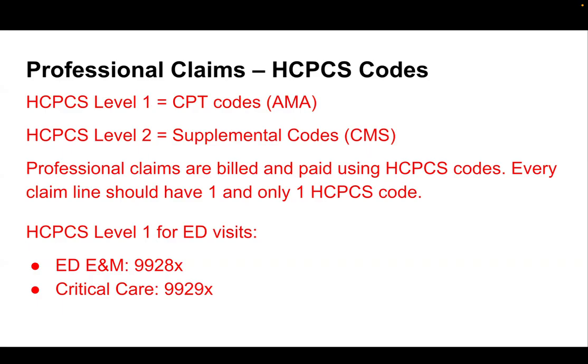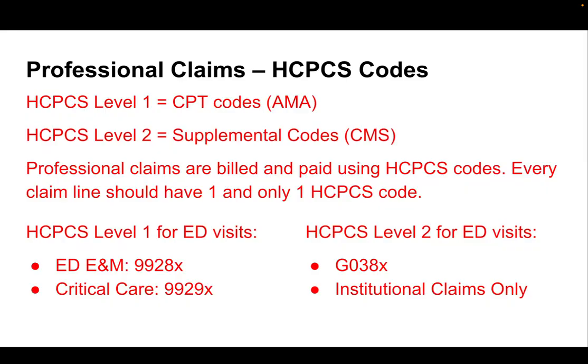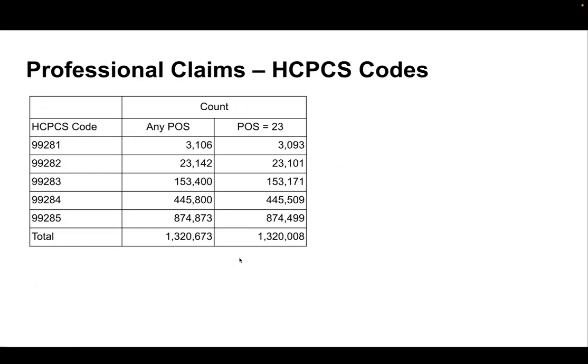So people bill 9929X. On the HCPCS level 2 side, there's a set of codes G038X, where X is 0 through 4. These are only on institutional claims, though, so you won't see these on professional claims. Medicare came up with these a few years ago to help with their outpatient prospective payment system. So you won't actually see these a lot, and the ED evaluation management codes are the ones we really want to pay attention to here.